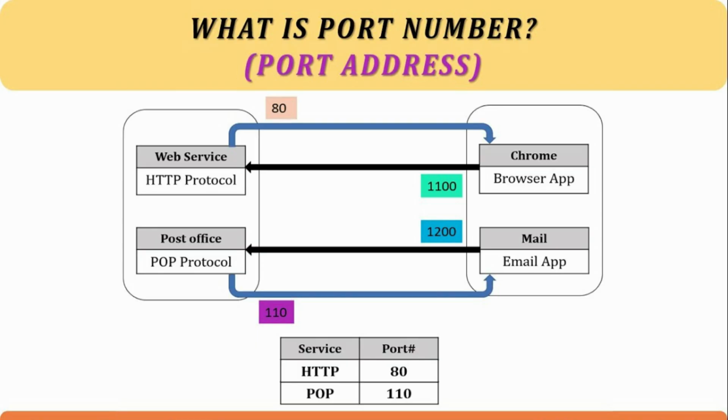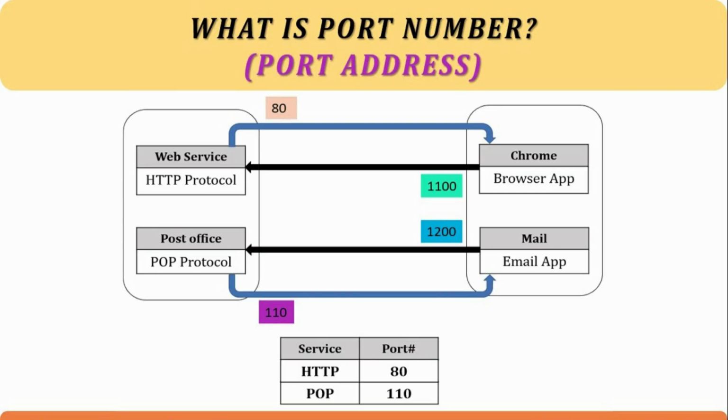How does it work? The device sends data including both the source and destination IP address, which identifies the host, and the destination port number, which identifies the service or application. The IP address versus the port: an IP address identifies a device on a network, like a street address.